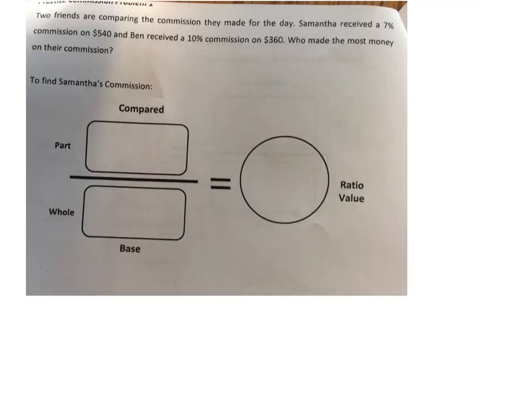Next question is, two friends are comparing the commission they made for the day. Samantha received a 7% commission on $540. Ben received 10% commission on $360. Who made the most money on their commission? So we're going to do Samantha first. Samantha had 7%. So right away I see, oh, that's my ratio value. So 7% out of 100. And I'm going to label that. It's a 7% commission. So over here is going to be her commission amount.